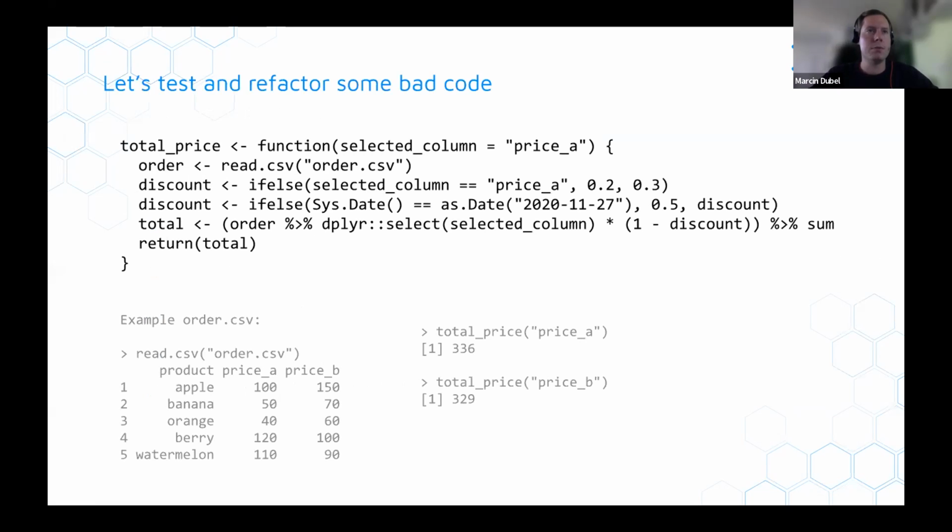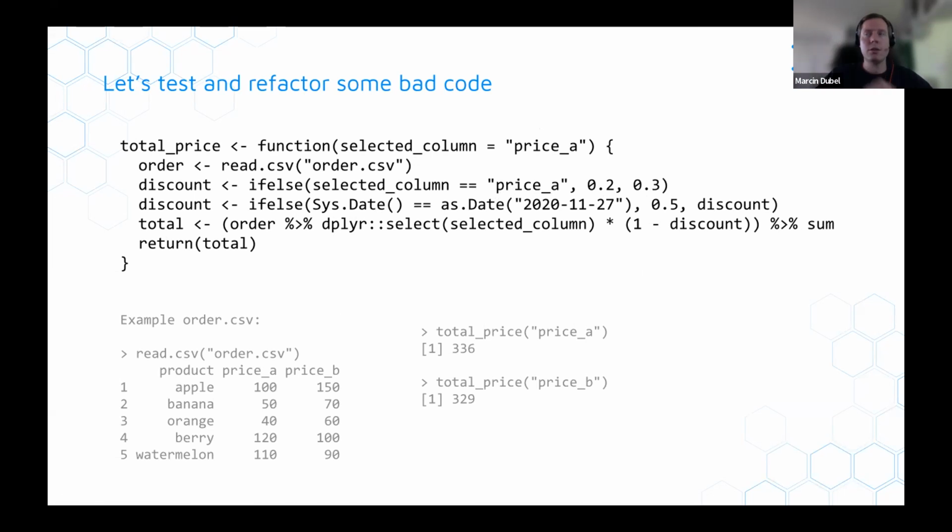This is something that we like to present of how the refactoring of the code might happen. So let's say that we have the function that calculates total price, and this is a perfectly correct function. Given that the order CSV is like a table like that, it returns the correct values. What it should do is calculate some discount, depends on what column is selected and what date it is, and then just sum up the discounted price. Yeah, then this function works fine.